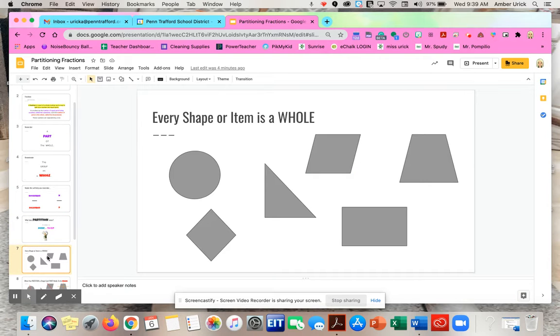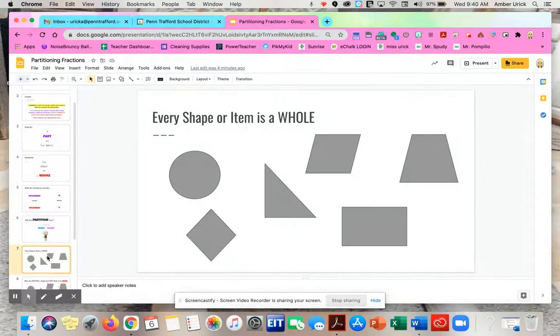So I'm going to show you a few shapes here. We have a circle, we have a diamond, a triangle, a rhombus, a trapezoid, and a rectangle. So these shapes are all gray. They are all whole. Any shape or item or object is always whole, right? I have a pizza. It is a whole pizza. I have an orange. It's a whole orange until you bite it, eat it, divide it, chop it, right?